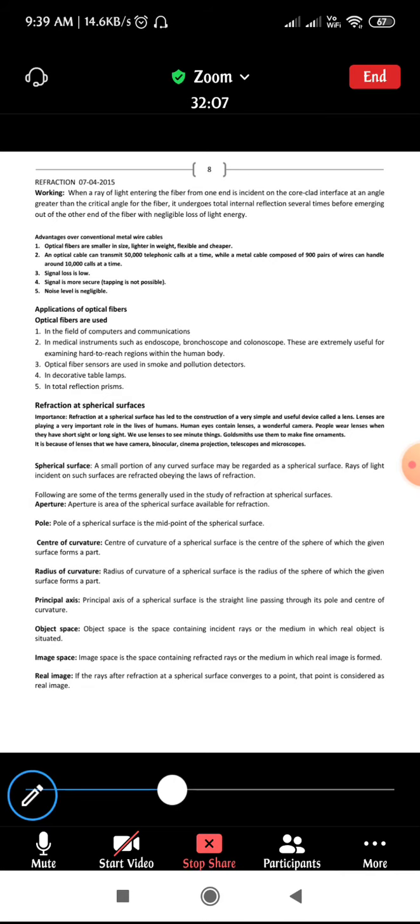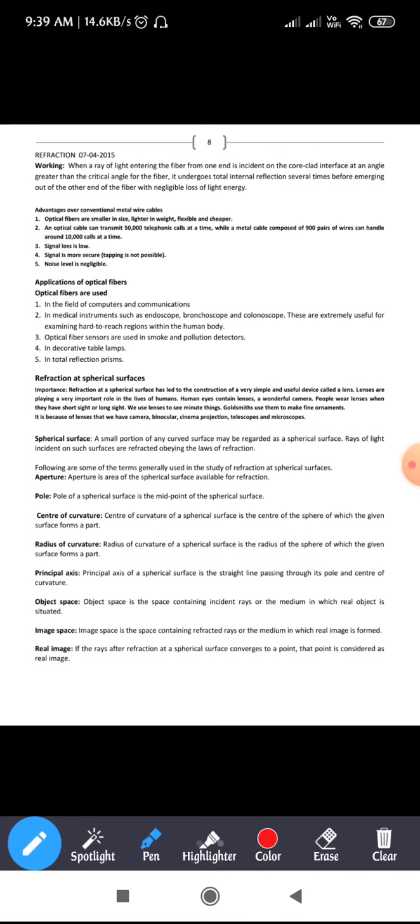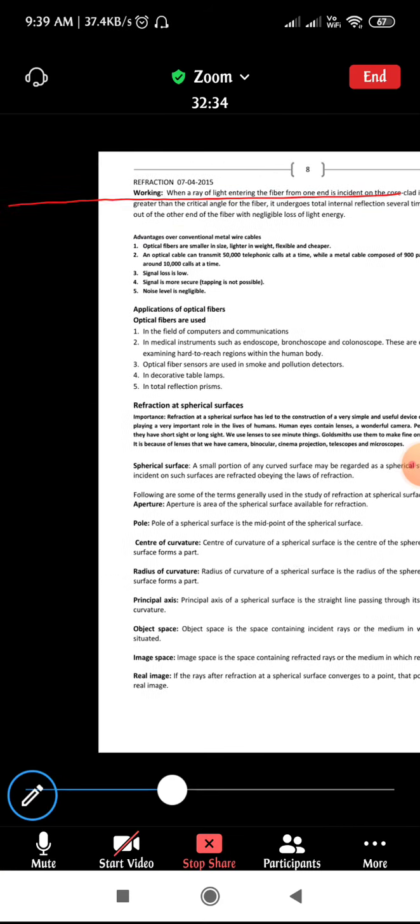You can see here the working of this optical fiber has been given. When a ray of light entering the fiber from one end is incident on the core-clad interface at an angle greater than the critical angle for the fiber, it undergoes total internal reflection several times before emerging out of the other end of the fiber with negligible loss of light energy.